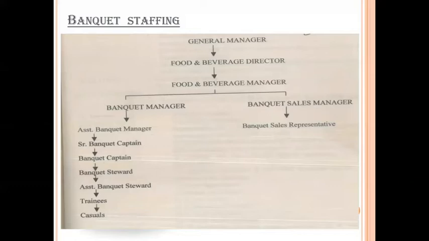As I mentioned earlier, the banquet staff is reporting to the food and beverage director, who reports to the general manager. The large volumes of business ensure that there is profitability in the entire revenue course because of the large footfalls and the large number of businesses.